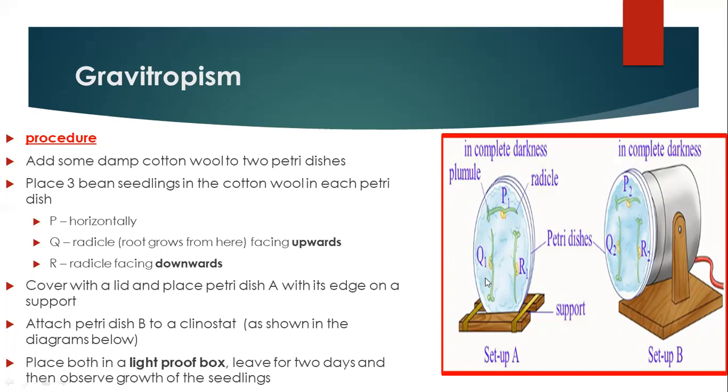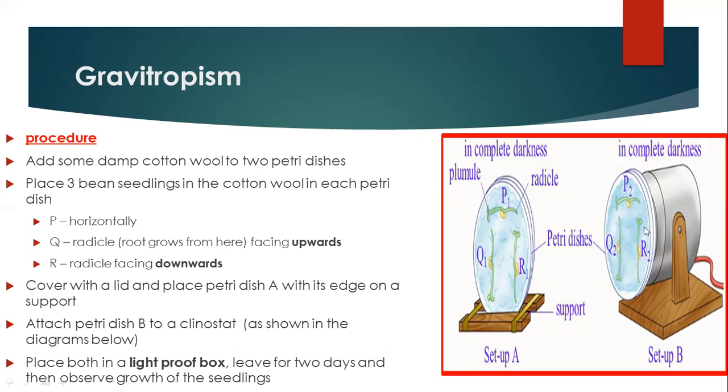And the shoots, the first part of a plant that goes up towards the light, is called the plumule. So we have both radicles up in one seed in Q1, both radicles down in R1, and in B both seeds horizontal. Then cover the petri dish and, after putting in water, put this petri dish on its side in a support wood base like this.